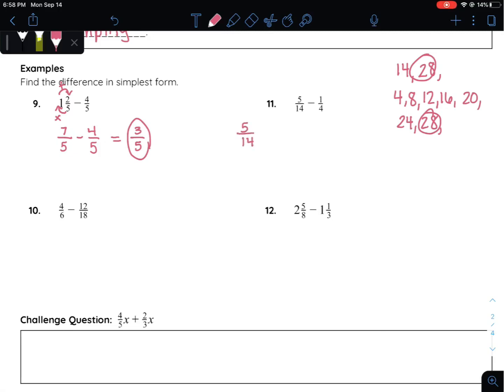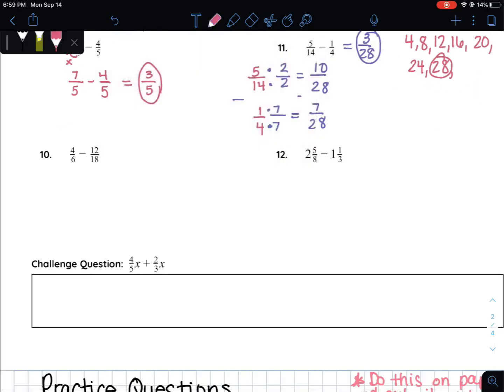So I'm going to write 5/14, and I'm going to write 1/4. Okay? And I'm going to change these both. We're trying to make 28s. So for the 14, I'm going to use 2. 14 times 2 is 28. And then on the top, I get 10. For the 1/4, I'm going to use 7 over 7. So we get 7/28. And remember, this was subtraction. So our final answer is going to be 3/28.